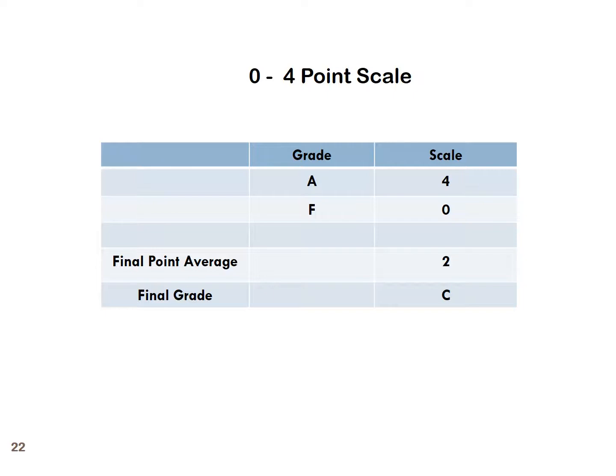The 0 to 4 point grading scale. This is one way to average the grades using the 0 to 4 point scale. A is 4 points, F is 0, for a final point average of 2. 4 plus 0 is 4 divided by 2 gives an average of 2. Final grade of C. Is there any disagreement with this final grade or how it was calculated?